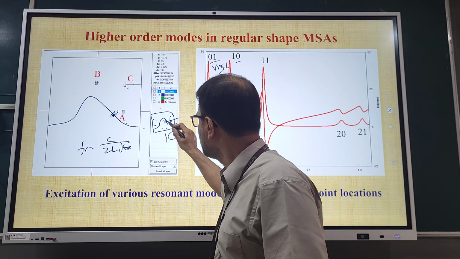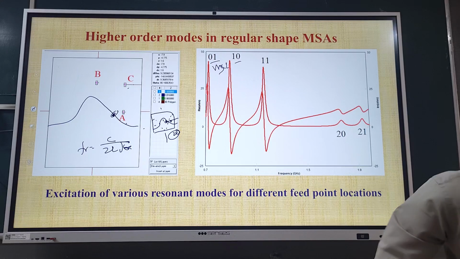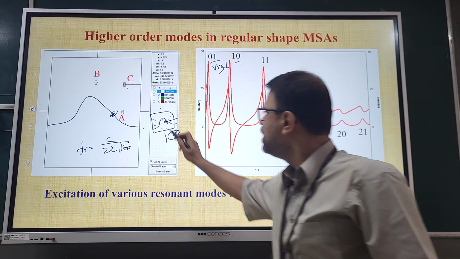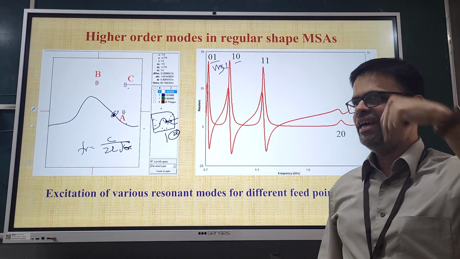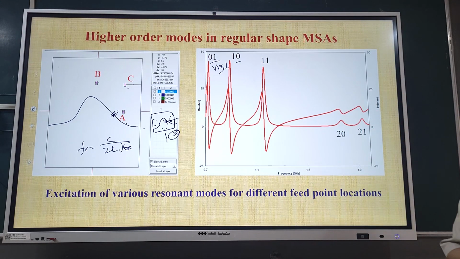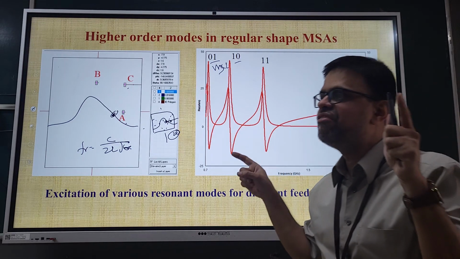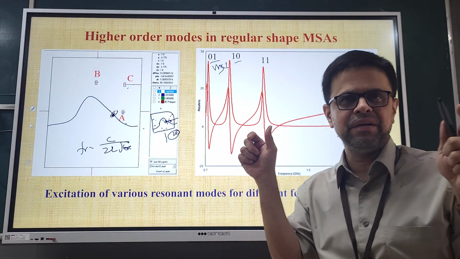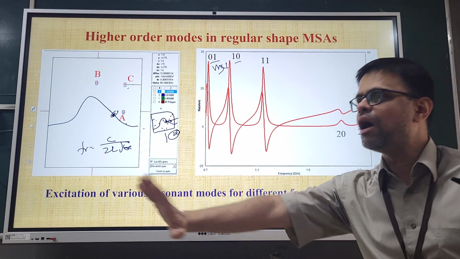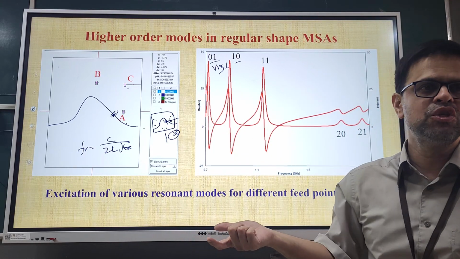So, if I put a feed point at L/4 from the center, then that mode is cut off. Why? Impedance is 0 over there. Thus, by carefully selecting the feed point location, I can block. So, it is like a filter, remember. By carefully adjusting the patch parameters or the feed point parameters, I can block some of the higher order modes or only allow certain higher order modes. This is what the beauty of feed point location driven modes is all about.